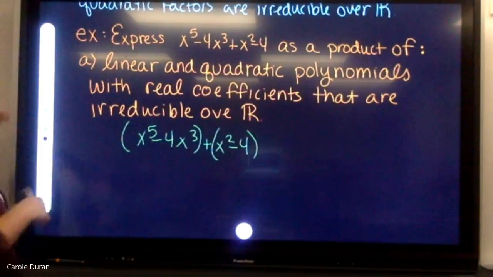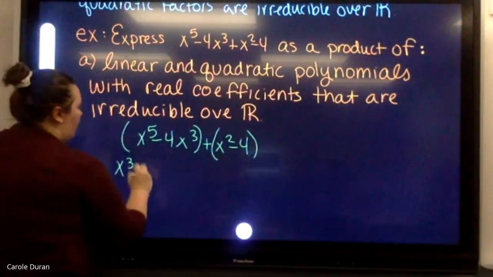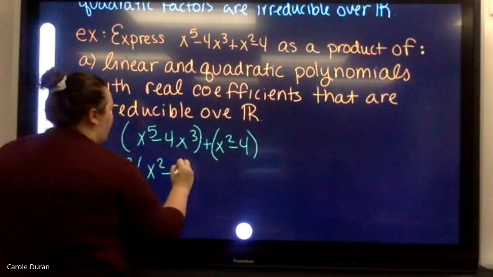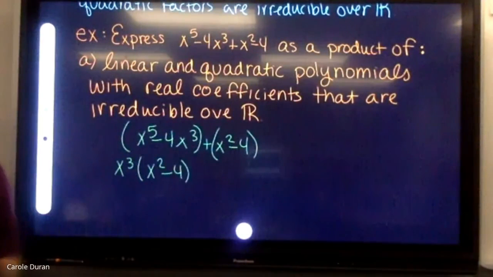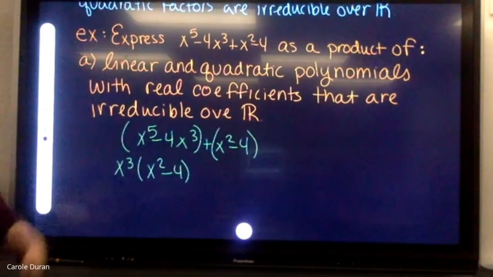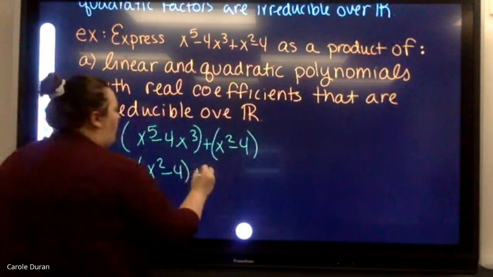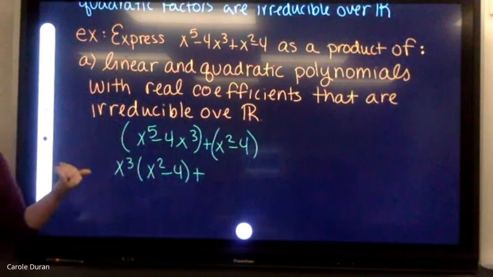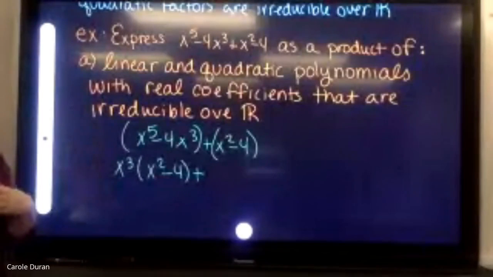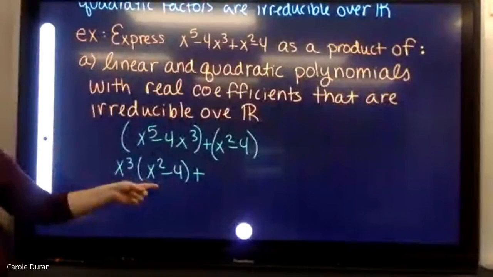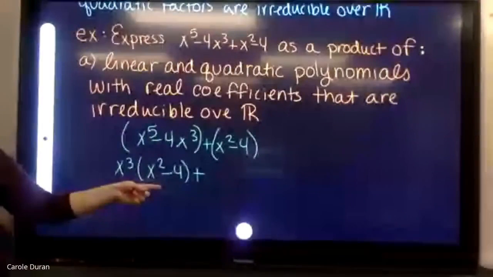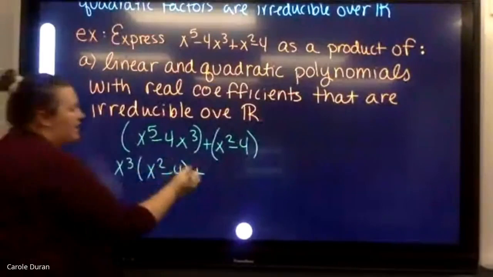x cubed. So I can go ahead and take that out. When I do, I'm left with x squared minus 4. That seems like a really good thing. I can deal with that. My goal then is to factor something out of that second grouping to make what's inside match what I already have in this factor. What do I have to take out of that second grouping? Nothing. So we say 1 because it's already x squared minus 4.